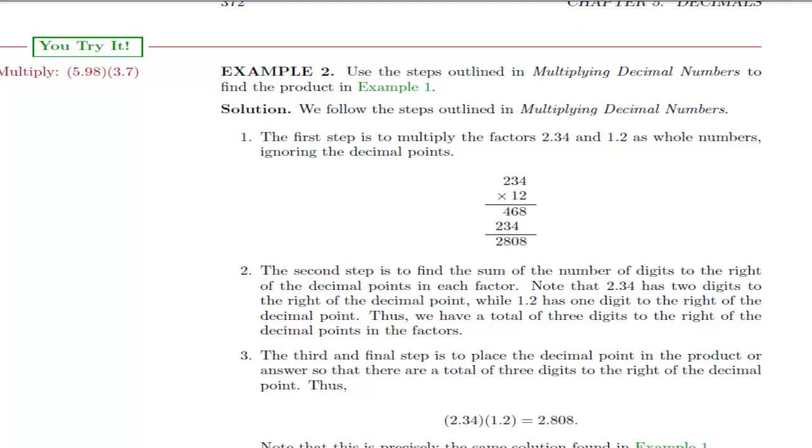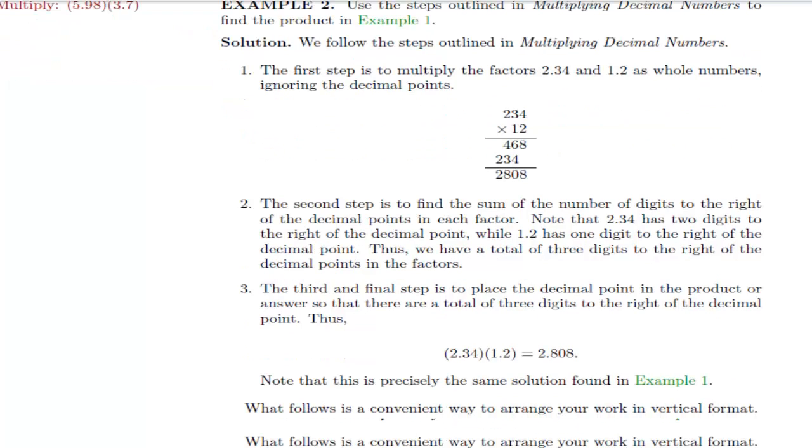Solution. We follow the steps outlined in multiplying decimal numbers. 1. The first step is to multiply the factors 2 and 34/100 and 1 and 2/10 as whole numbers, ignoring the decimal points. So we treat them as 12 and 234, multiply 12 times 234 to get 2,808.